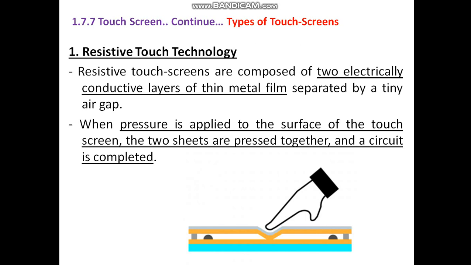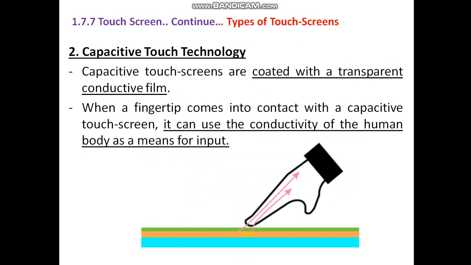And then the second one is capacitive touch technology. Capacitive touch screens are the second type of touch screen. Capacitive touch screens are coated with a transparent conductive film. These screens are made from multiple layers of glass.